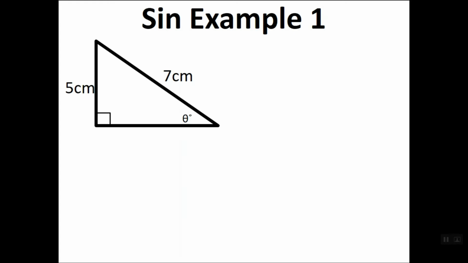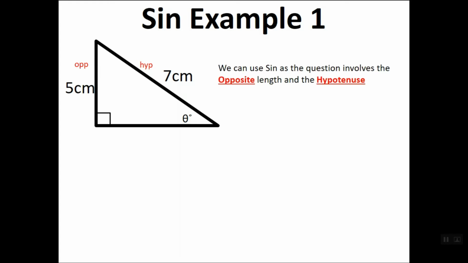The first thing I always recommend is to label the sides that you're working with. I label my 5 centimeters the opposite side because it's the side directly facing the angle that I'm interested in. I label my 7 centimeters as the hypotenuse because my hypotenuse is always the side facing my right angle. We can use sine as the question involves the opposite length and the hypotenuse.